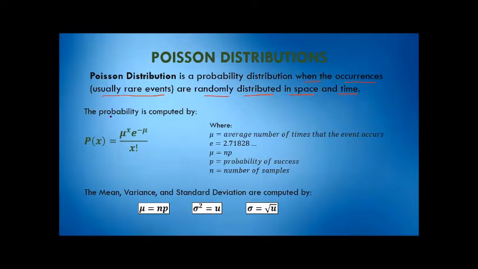The probability is computed under Poisson distribution through this formula. The probability of x is equal to mu raised to x times e raised to negative mu, all over x factorial. Okay? So, mu is the average number of times that the event occurs. So, kung ano yung mean ng event, the average number.